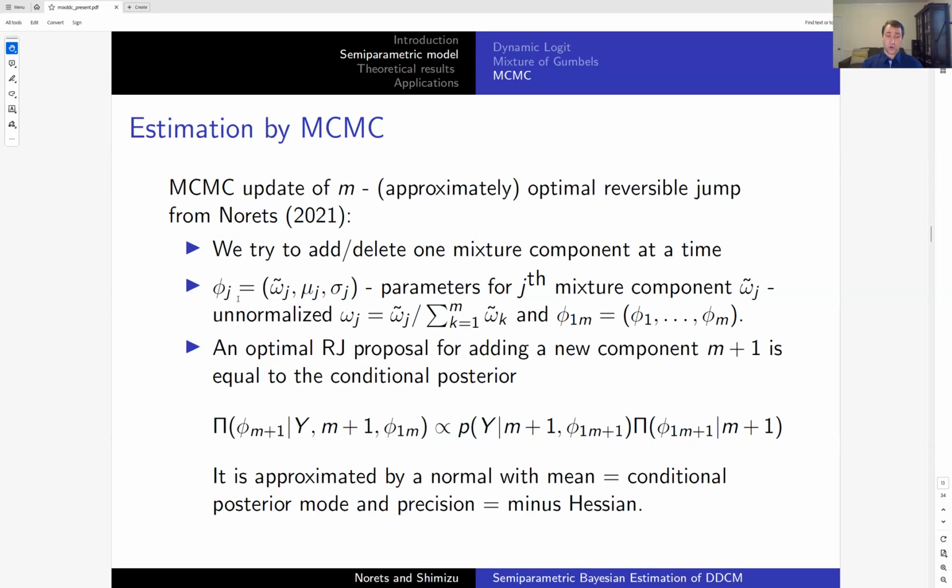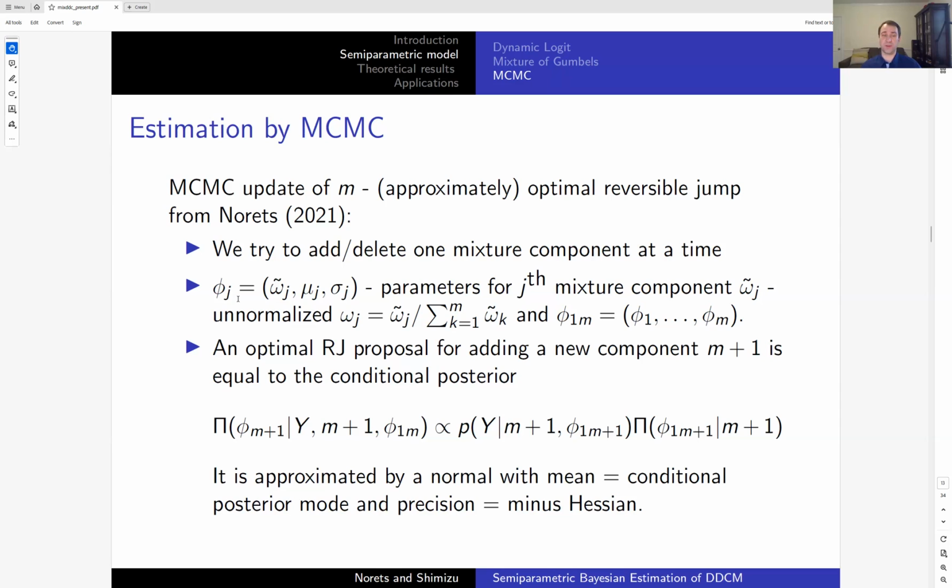Okay, so what exactly is optimal here? The proposal will be, when we are adding a new component m+1, a conditional posterior for the parameters of component m+1, given the number of components is m+1, but we keep the first m component parameters fixed. And so we can compute it up to normalization constants. It's just the likelihood function conditional on m+1 times the prior distribution.